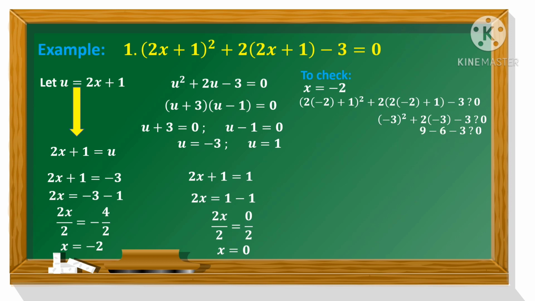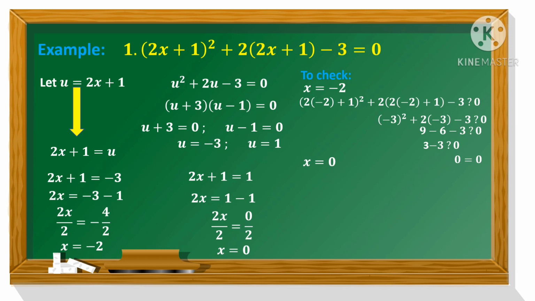So you have now 9 minus 6 minus 3. 9 minus 6 is 3, minus 3, so you have 0. So we're able to balance the equation. So negative 2 is the solution of the given equation.